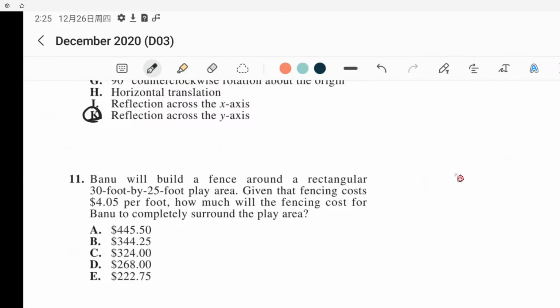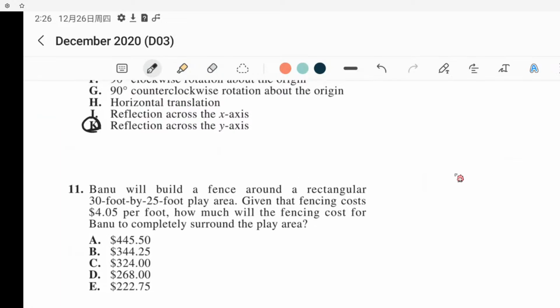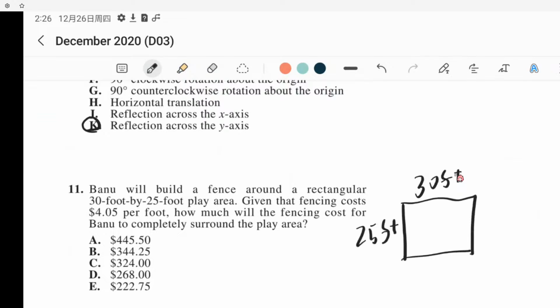11. Banu will build a fence around a rectangular play area, so let's draw out the structure. It's a rectangle of a 30 foot by 25 foot play area, given that the fence costs $4.5 per foot. How much will the fence cost for Banu to completely build around the play area?